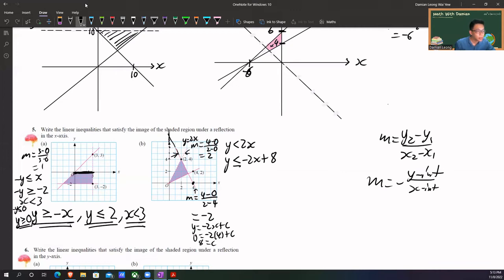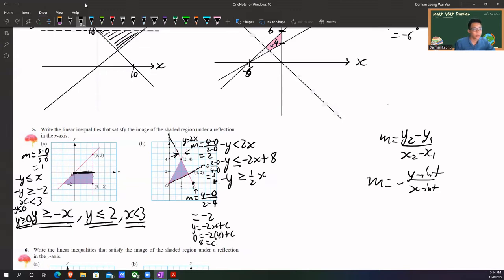Done these 2 lines, then this one: 0, 0 and 4, 2. So gradient 2 minus 0 over 4 minus 0, half. C is 0. So y equals half x, above, more than. So y more than, solid line, that's equals half x.